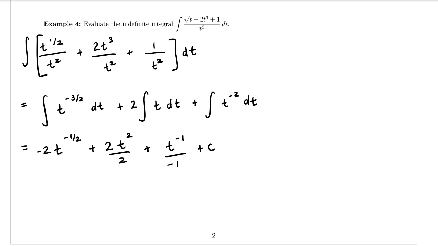So let's clean this up a bit. This is the same thing as negative 2 over the square root of t, plus these 2's will divide out, and then minus 1 over t plus c.